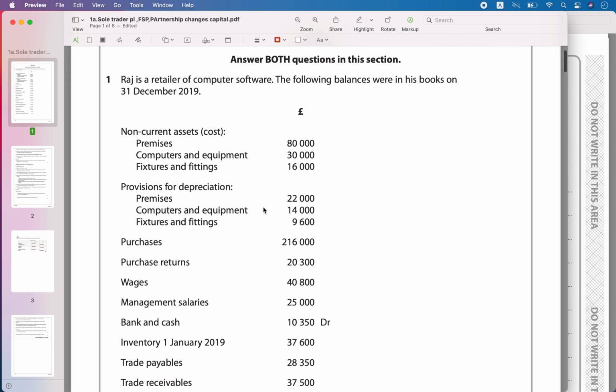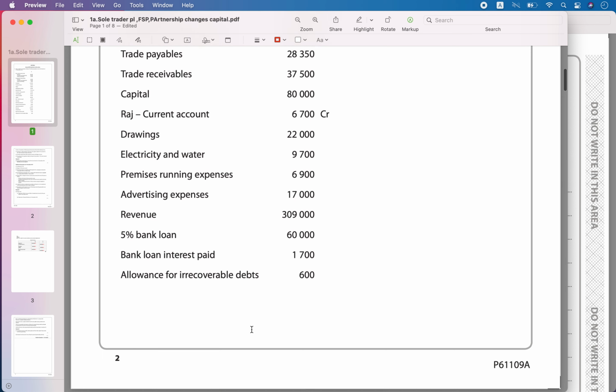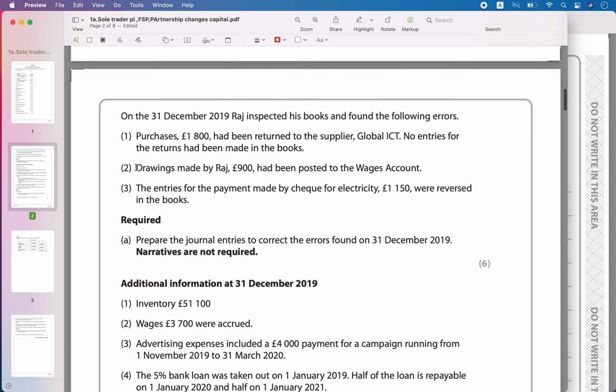Hello, this is the January 2020 paper, and I'll be solving the first part of the question, which is the errors. In this, we are going to see that purchases of 1800 had been returned to the supplier, Global ICT. No entries for the returns had been made in the books.